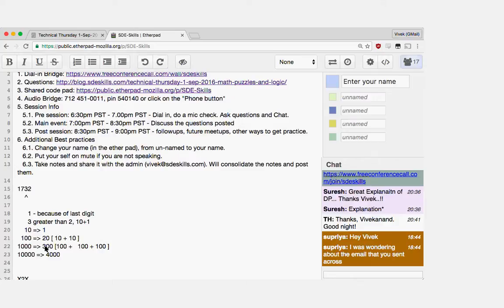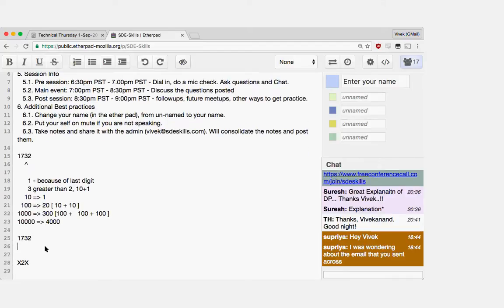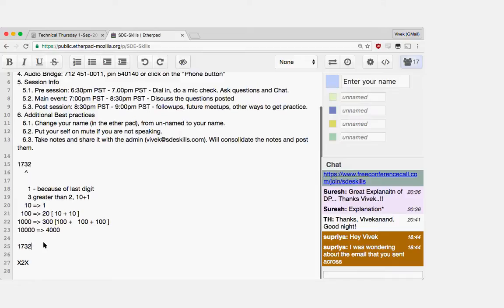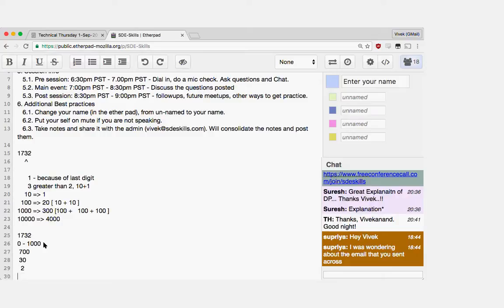So how do you deal with 1732? How many 2s in 1732? We have to take how many 2s are there in 1,000, then in 700, then in 30, and then 2, right? Correct, that is correct. So up to 1,000 it is 300. For 700, what do you do?